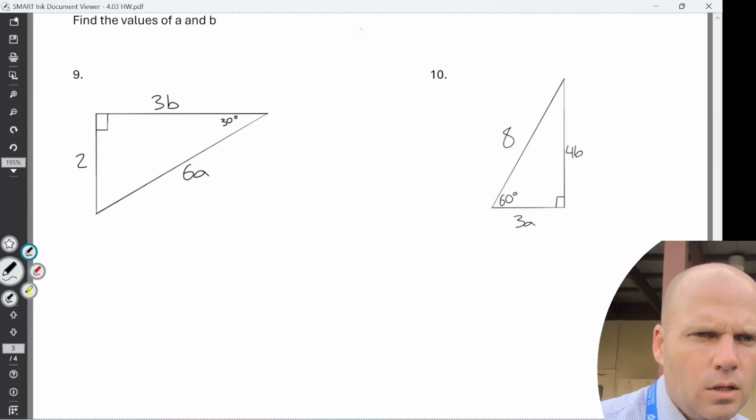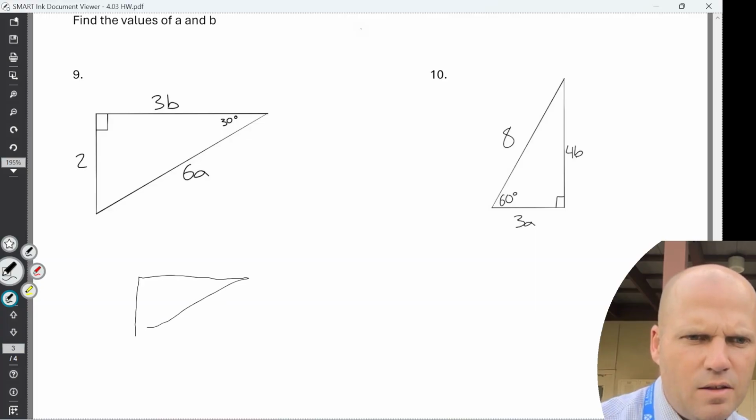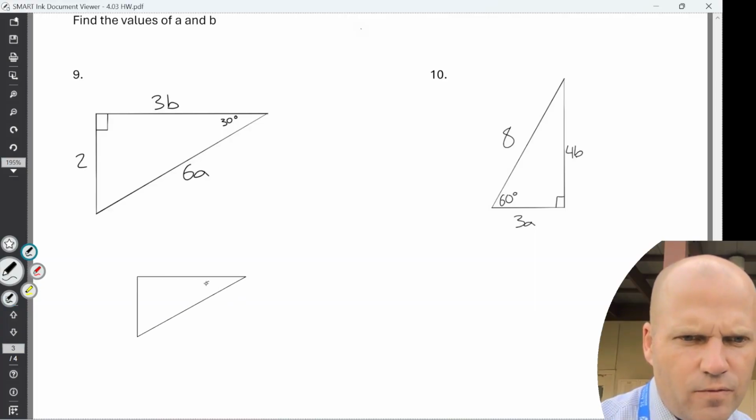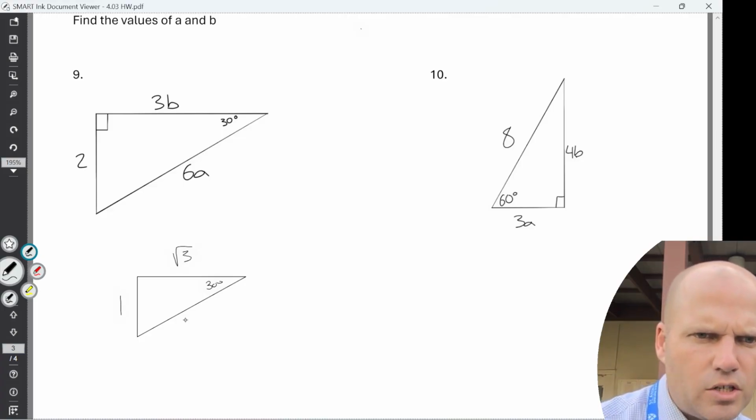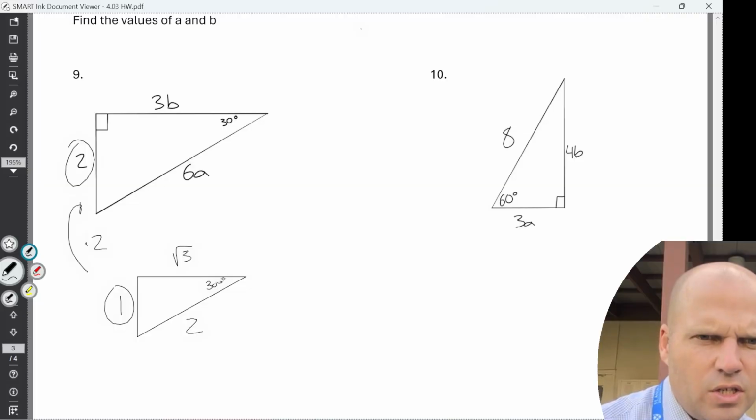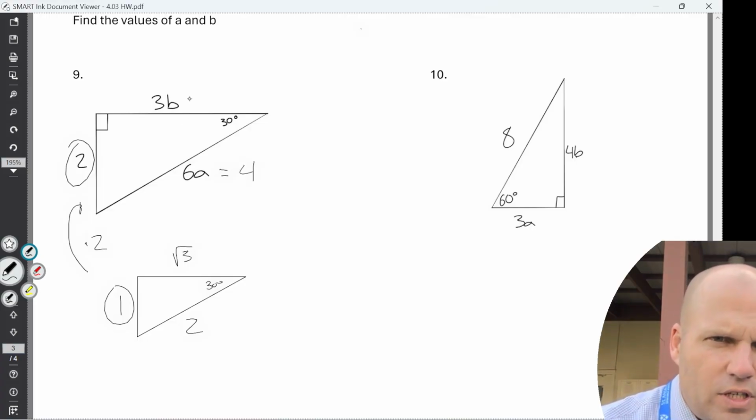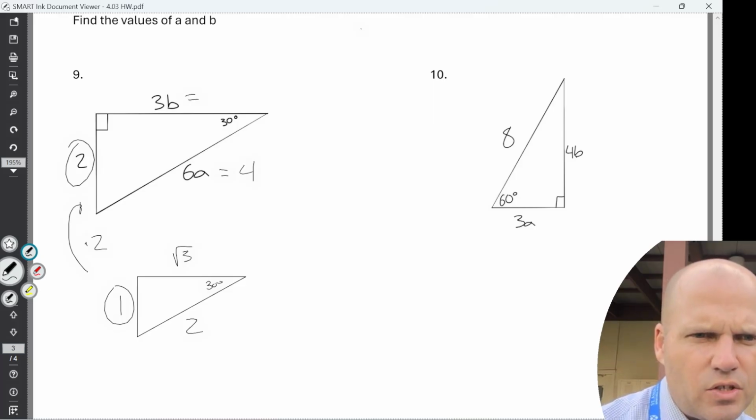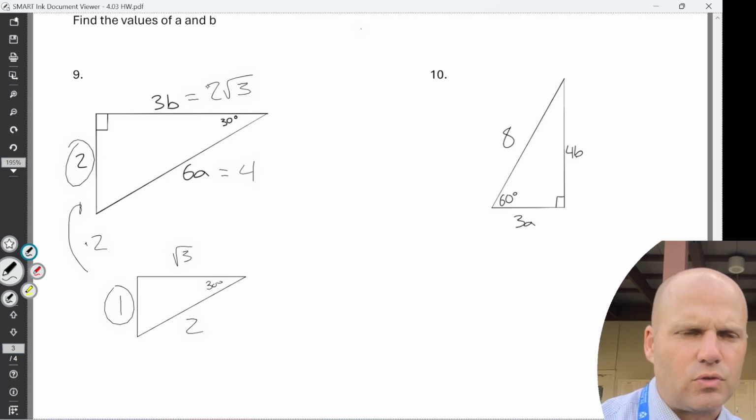Next. Cool. Find the values of A and B. These are just like questions that should not be looked at as tricky. If we have 30 degrees here, we can see we have a small, medium, large side length. We can identify a scale factor. I'm going from the short side of 1 to a short side of 2, so that's times 2. So that means 2 times 2 is 4. 6a has to equal 4. Root 3 times 2 is 3b, so 2 times root 3 equals 3b.